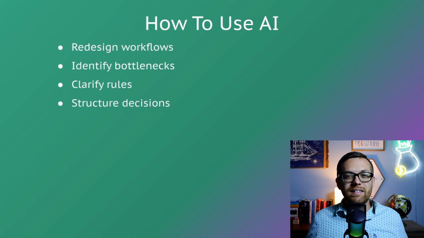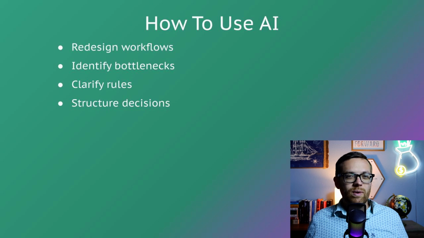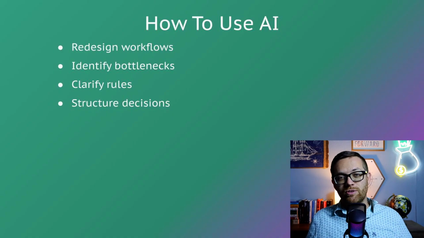Now, one common misconception to clear up is that AI is an automation, when in reality, AI is a thinking tool that helps you reason more clearly about messy processes, while the execution still happens in simple, reliable tools.